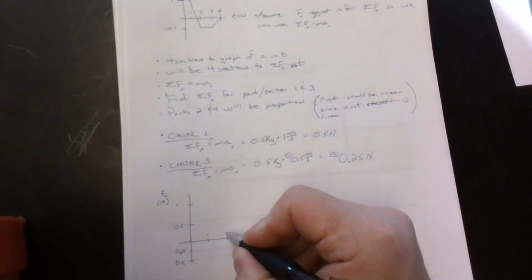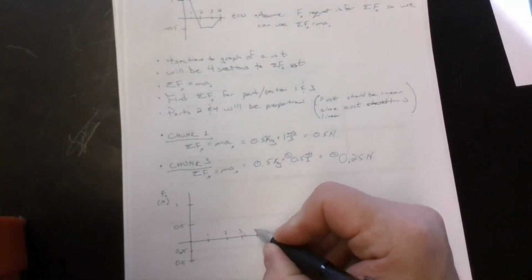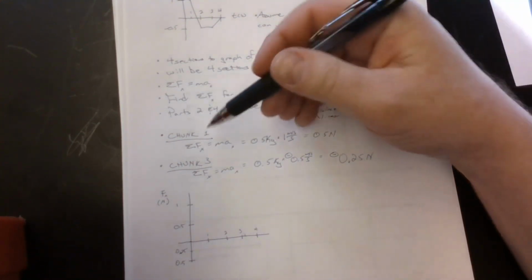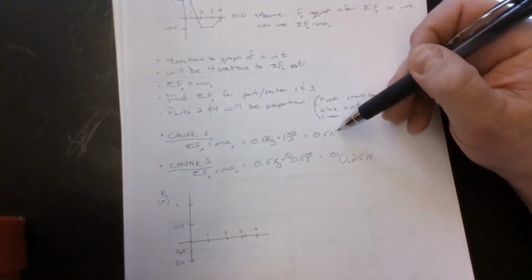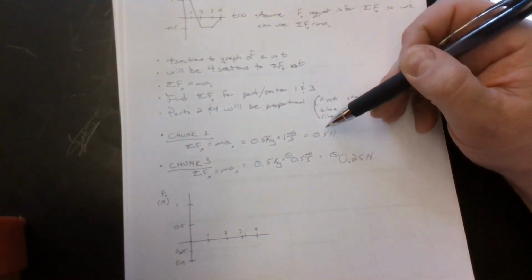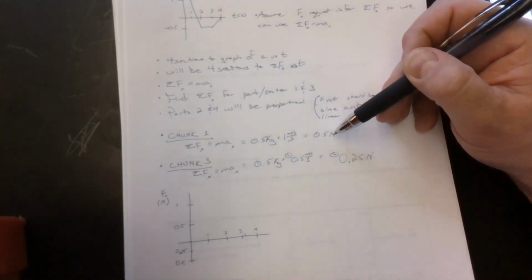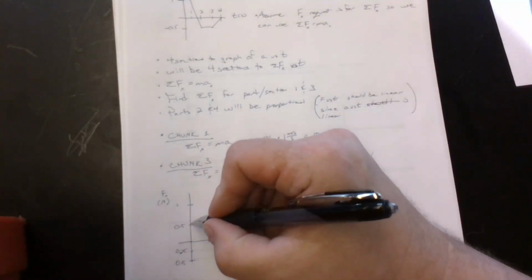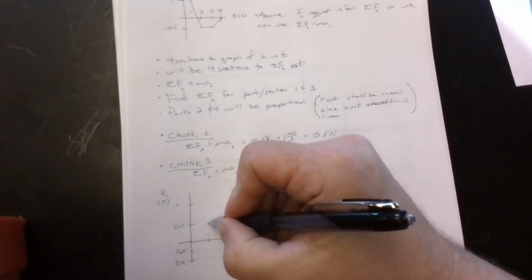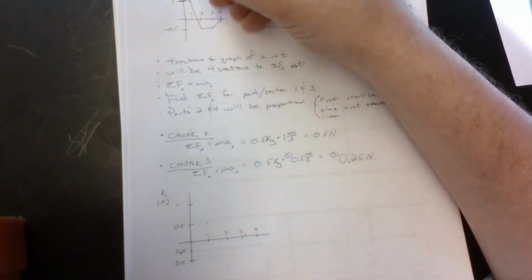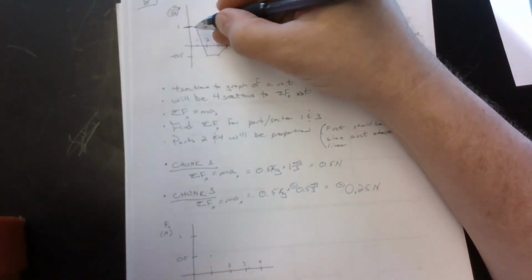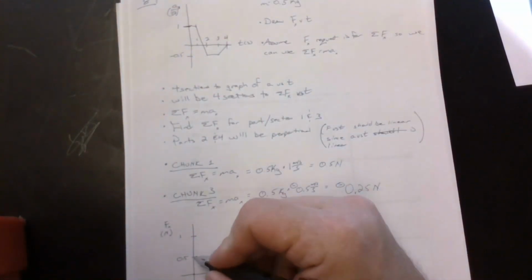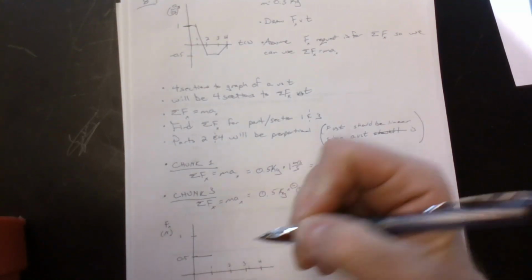I should probably put the time on here as well, right? There's 1 second, 2, 3, 4. And the total force for the first chunk should be 0.5 newtons. So that's down here. And for that first chunk, it's for 1 full second. I'm looking up at this graph. It's 1 full second for that first chunk. So this will be 1 full second for that first chunk.